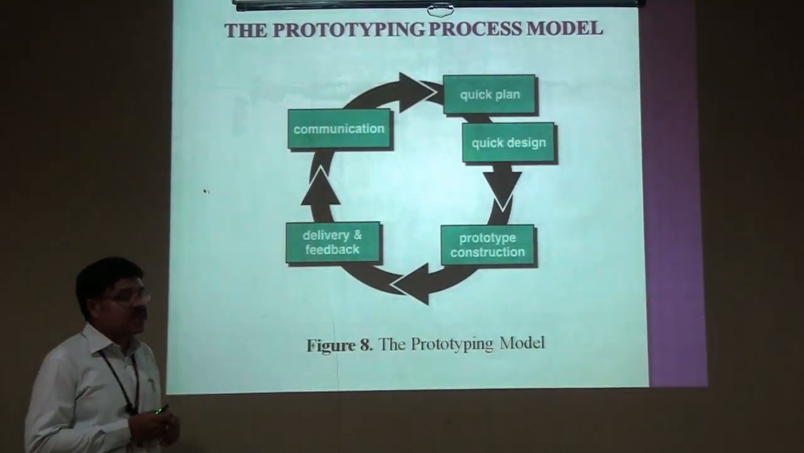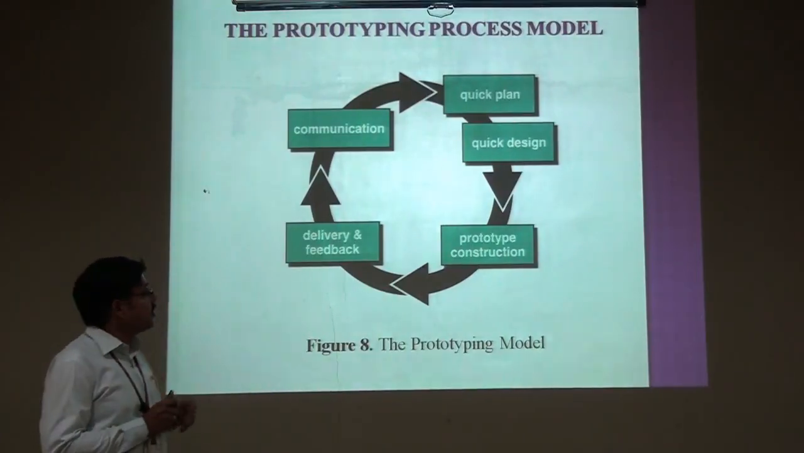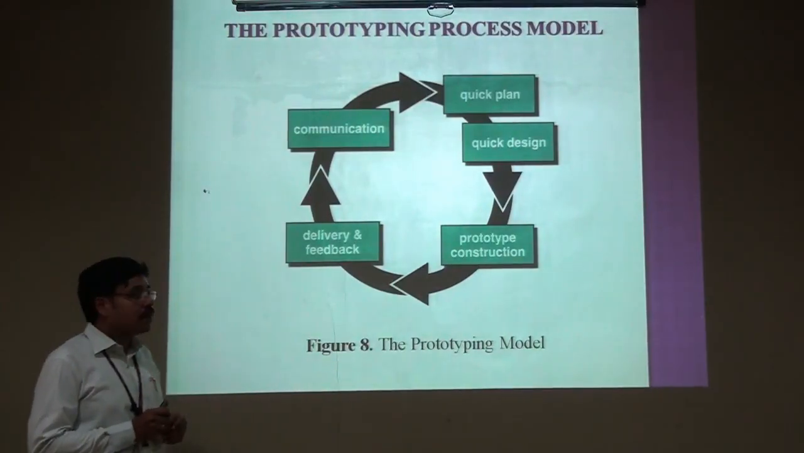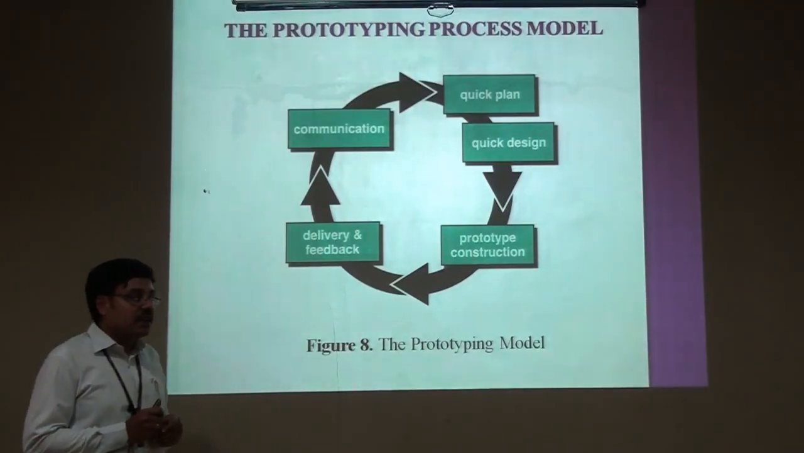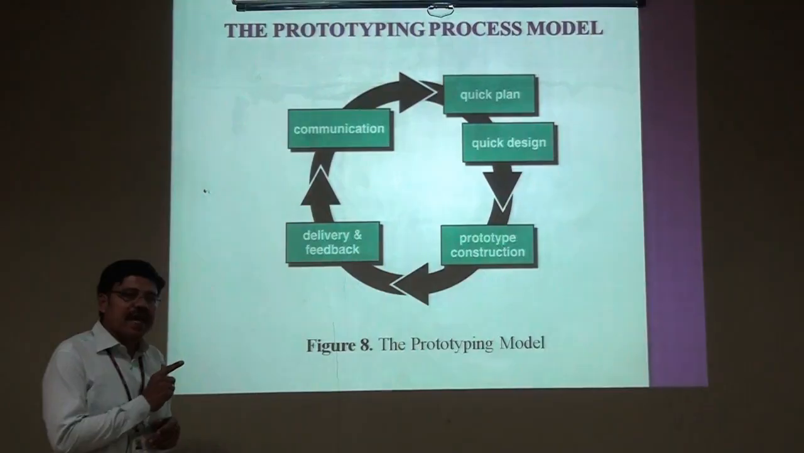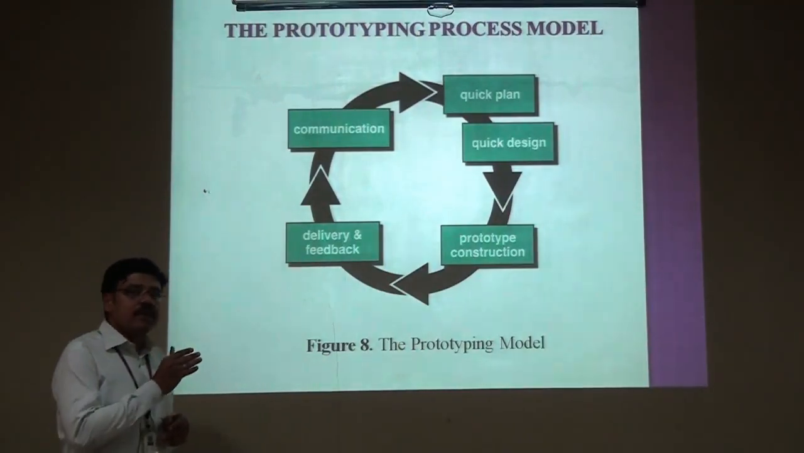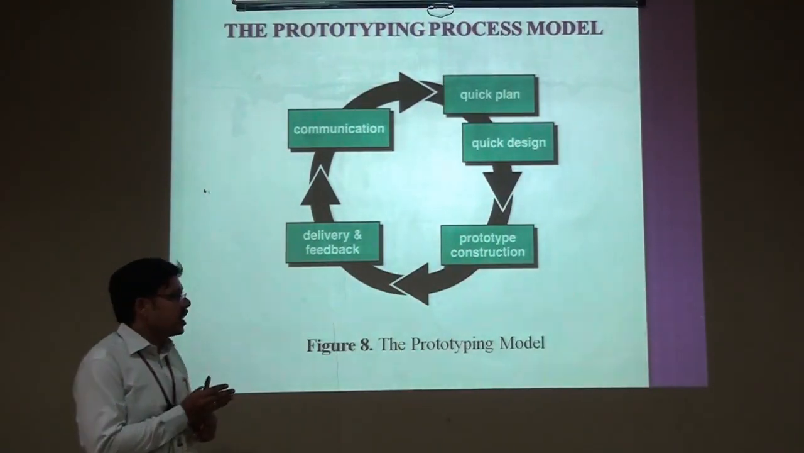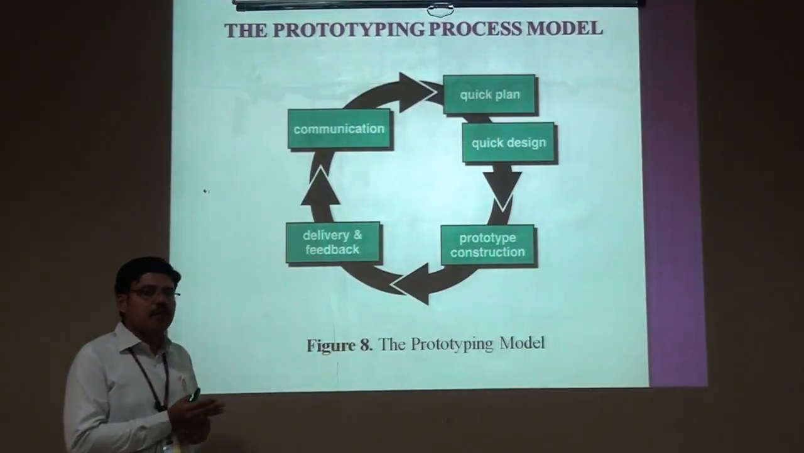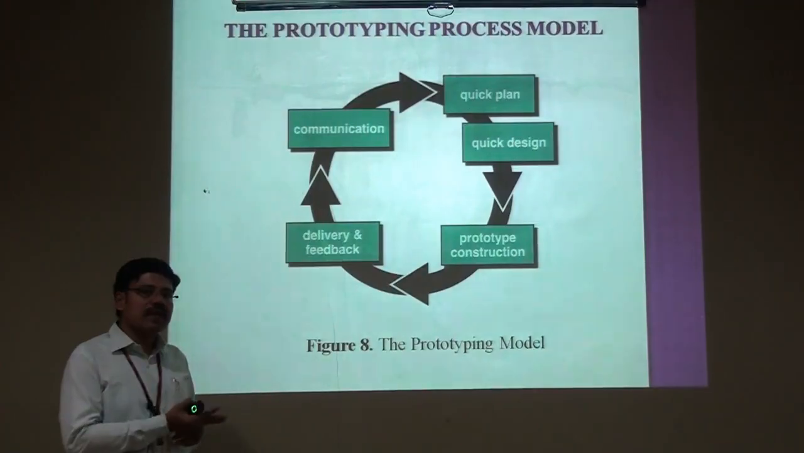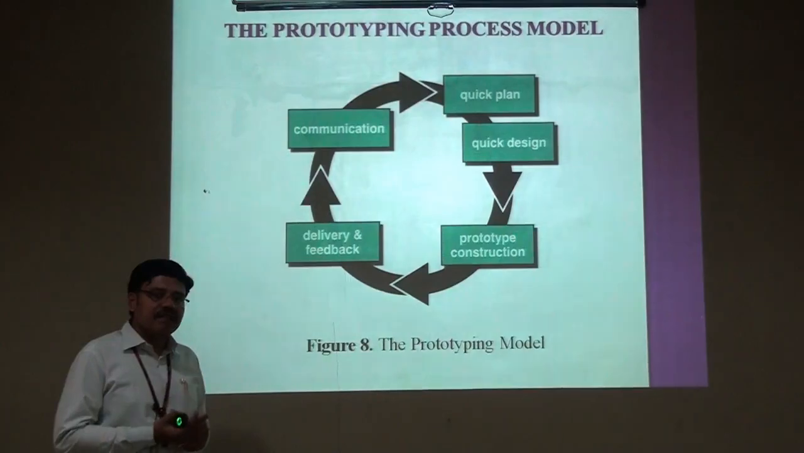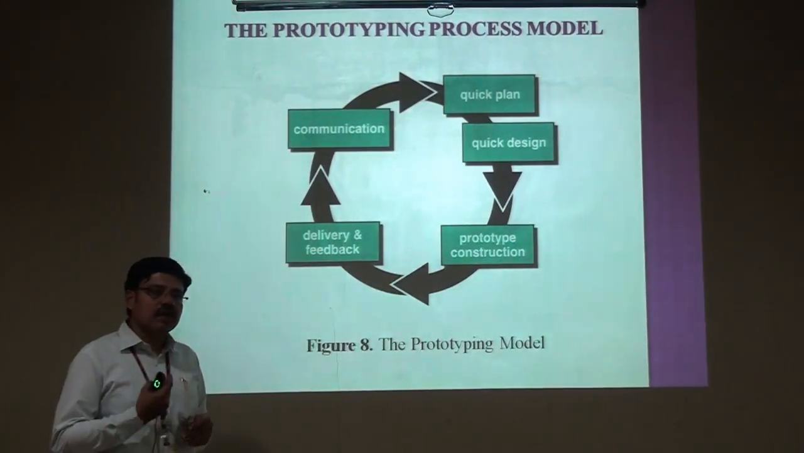So this is the process model of the prototyping process model. It includes communication, quick plan, quick design, prototype construction, and delivery and feedback. In the communication, we gather all the requirements, and then we do the quick plan and the quick design. It leads to the prototype construction. Once the prototype is constructed, it will be deployed to the customer, and then we will get the feedback. Based upon the feedback, new versions of the software will be obtained.